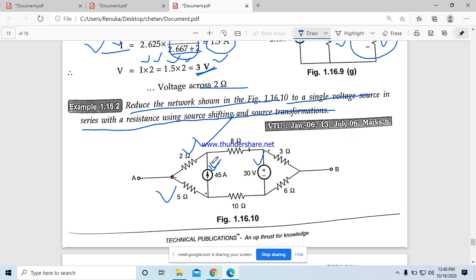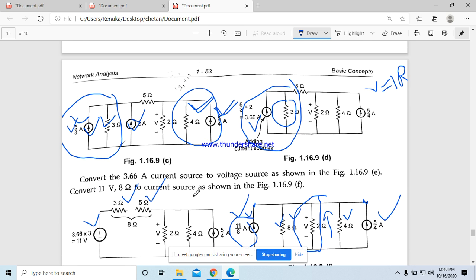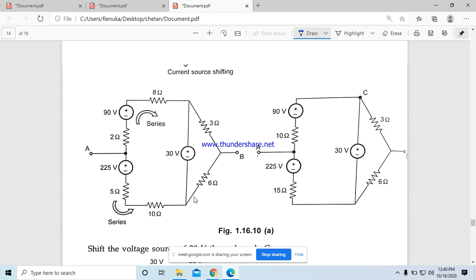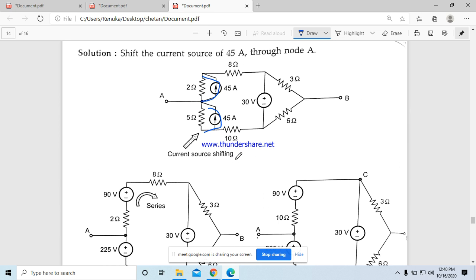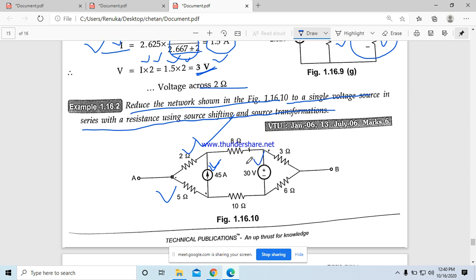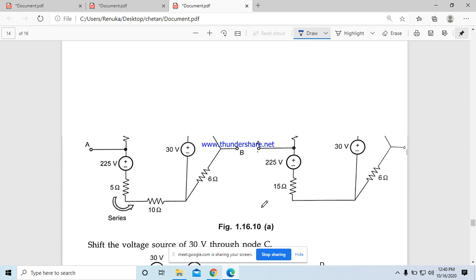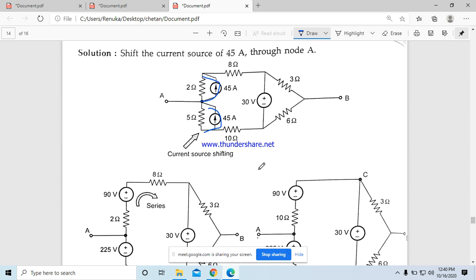this is also similar to the previous case. 45 amps is common to 2 ohm and 5 ohm. This is parallel with these two. Independently you can draw these two. Then keep this voltage source as well as these two resistors the same as it is.